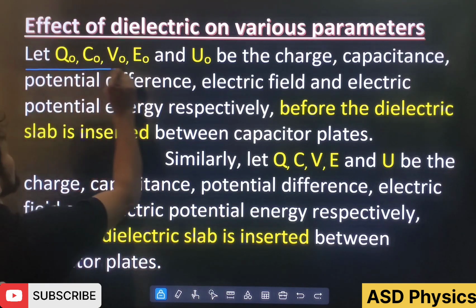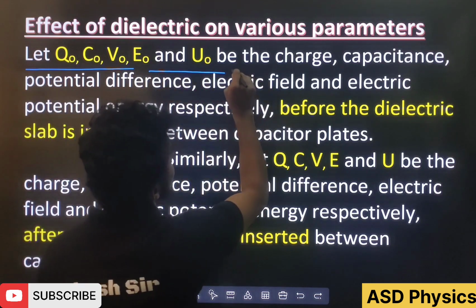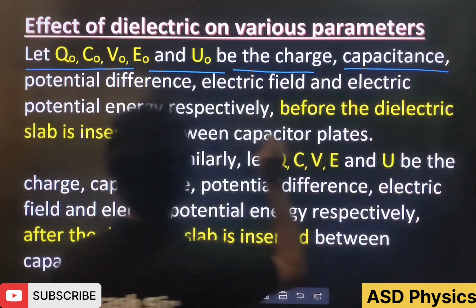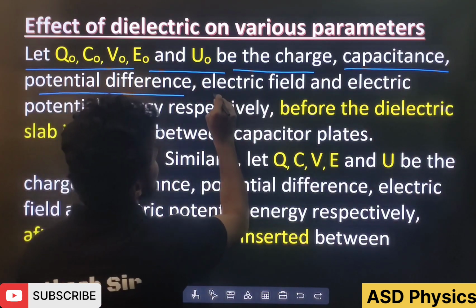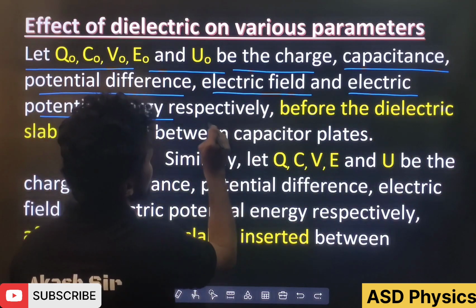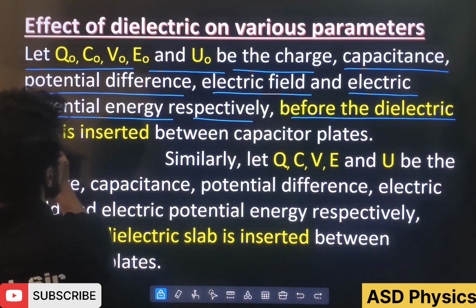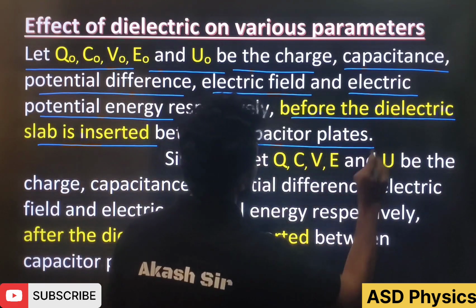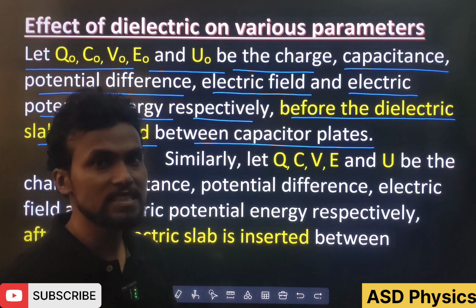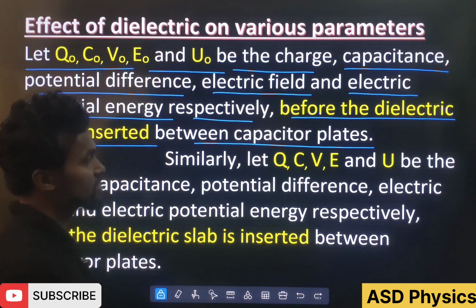See, let Q naught, C naught, V naught, E naught and U naught be the charge, capacitance, potential difference, electric field and electric potential energy respectively before the dielectric slab is inserted between the capacitor plates. That means when only air is there, we will use these terms.